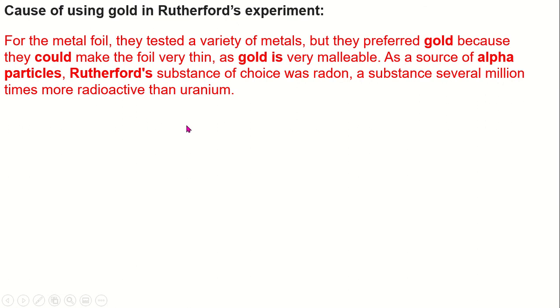Now there are some questions that can arise in your mind, and I want to answer those questions. The cause of using gold in Rutherford's experiment: for the metal foil, they tested a variety of metals, but they preferred gold because they could make the foil very thin, as gold is very malleable. As a source of alpha particles, Rutherford's substance of choice was radon, a substance several million times more radioactive than uranium.